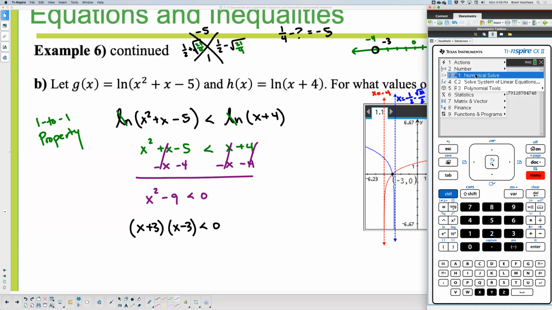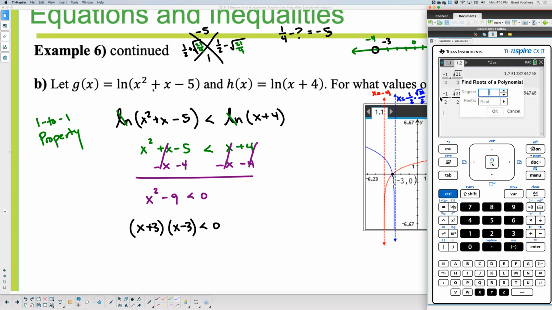Menu, algebra, polynomial tools maybe? Yeah, find roots. There we go. Degree 2. We want the real roots. We have an a of 1, a b of 1, and a c of -5. And let's see, hit enter, and notice these are the same two values that we just got right there.